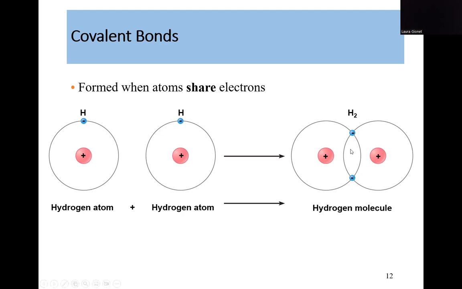So that's an example of equal sharing of electrons, because they are of the same size. Their nucleus is of the same size. They have the same what's called electronegativity. And so they equally share. That would be an example of a nonpolar covalent bond.